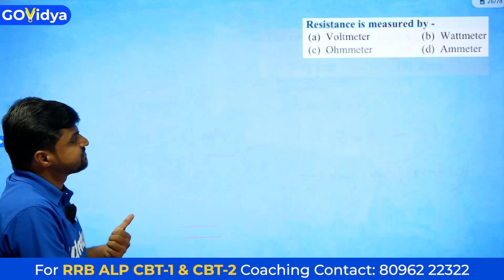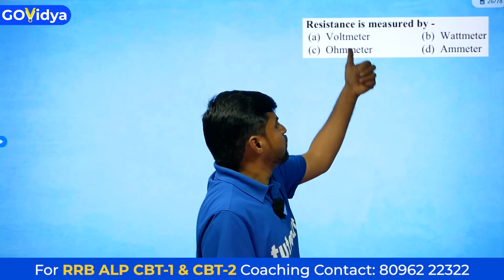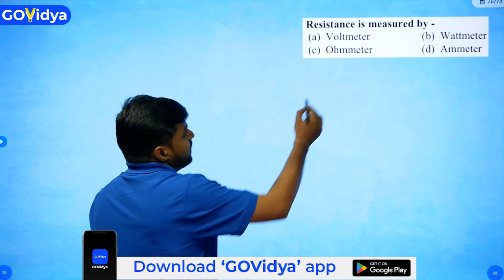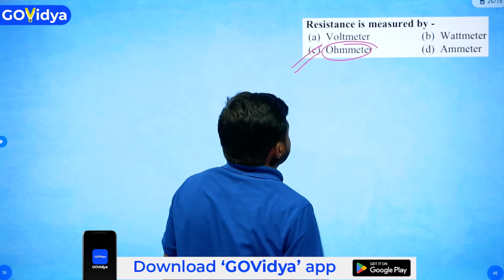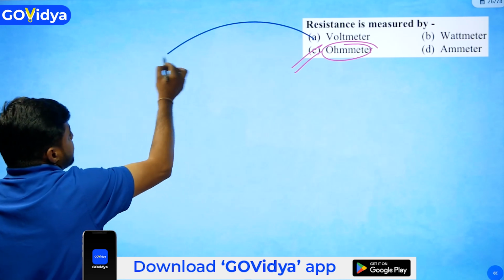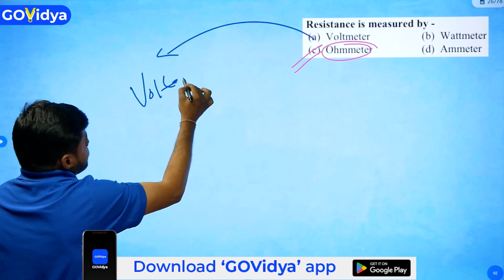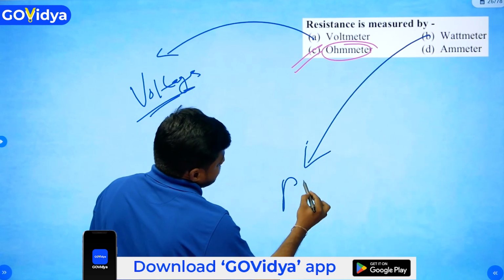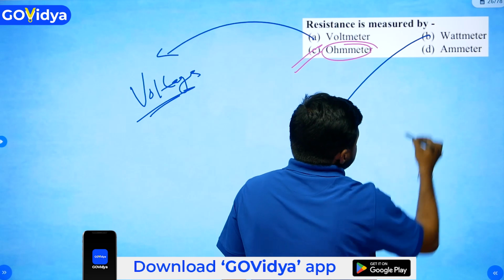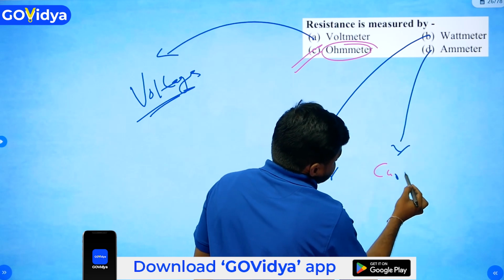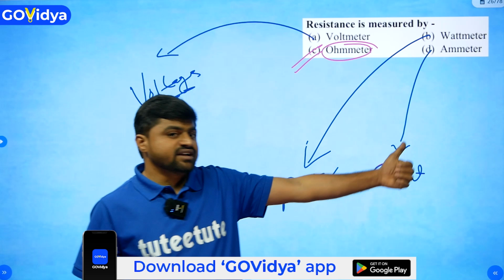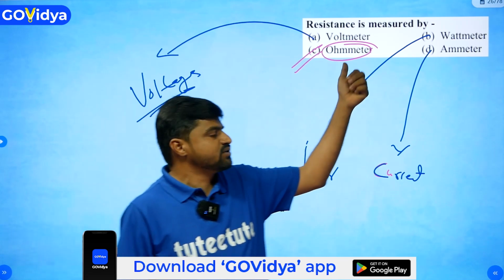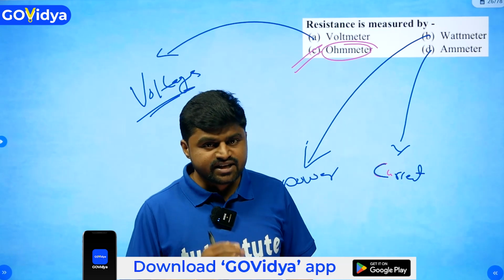Next question. The resistance can be measured by voltmeter, wattmeter, ohmmeter, or ammeter. Resistance can be measured by an ohmmeter. Option C is the correct answer. By using a voltmeter we can measure voltage. By using a wattmeter we can measure power. By using an ammeter we can measure current. By using an ohmmeter we can measure resistance.